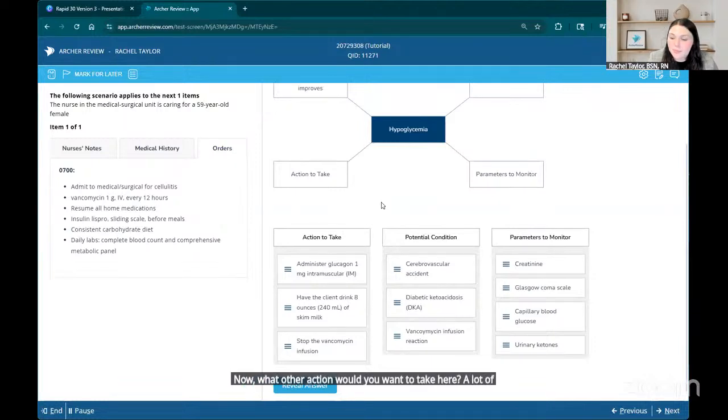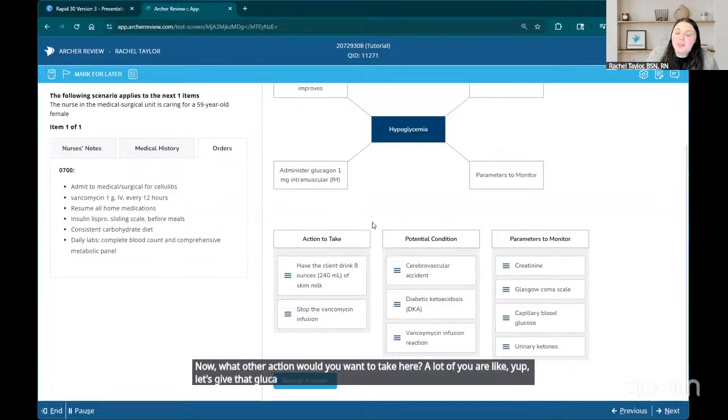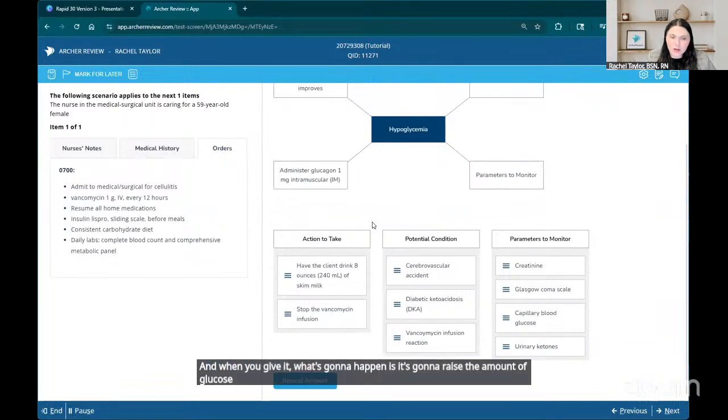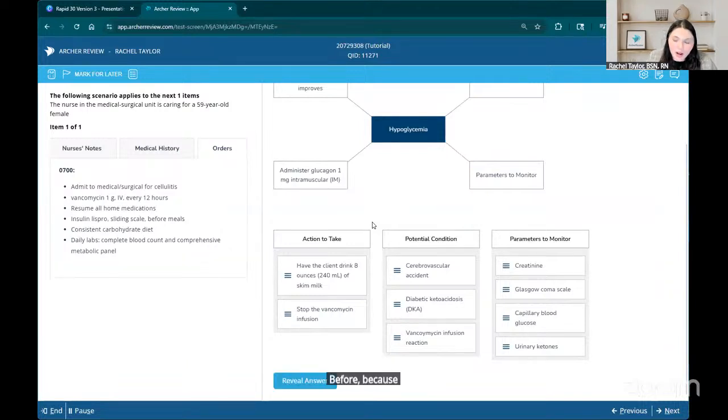A lot of you are like, yep, let's give that glucagon. So giving glucagon IM, whenever you give an IM injection, you give it kind of like a dart into that muscle. And when you give it, it's going to raise the amount of glucose in the bloodstream. And so that's going to help combat that low blood sugar. Now, real world nursing, if in 15 minutes my blood glucose is still low, I've given a second dose before, because sometimes one dose isn't enough and we need another one. The only time I've needed several doses was when I once had a client whose blood glucose was in the 20s. And so it did take me a couple doses.